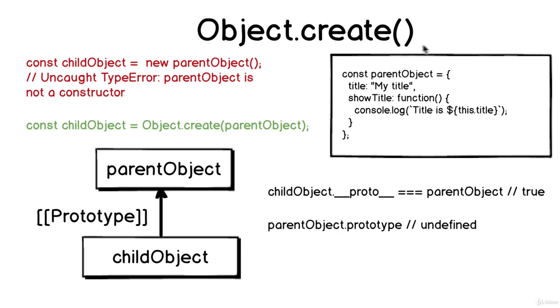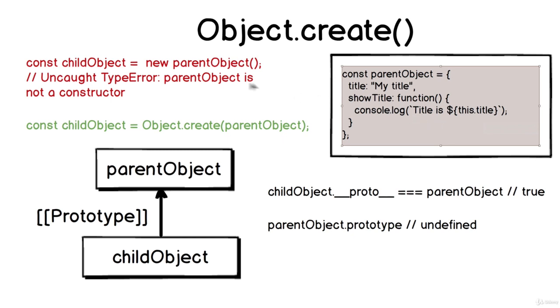In this example, there is a parent object, and it is simply an object literal. This object literal has two name-value pairs. Title is "my title", and showTitle is a function. Inside of the function, there is one statement, console.log, and here is a template literal, "title is ${this.title}". Of course, it is possible here to use a shorthand method name, but for clarity, I have left the function keyword here.